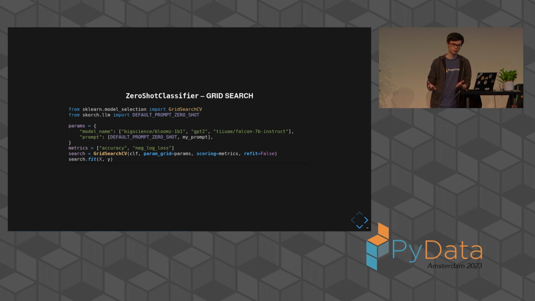And of course, we can also do a grid search. So let's assume you have a couple of prompts that you want to test, maybe a couple of different models, like Bloom, GPT-2, or Falcon. You can do a grid search on top of that. We can define a couple of metrics that we're interested in, and then just pass it to GridSearchCV from scikit-learn, and it will do a systematic study of which language model, which prompt works best for your task.